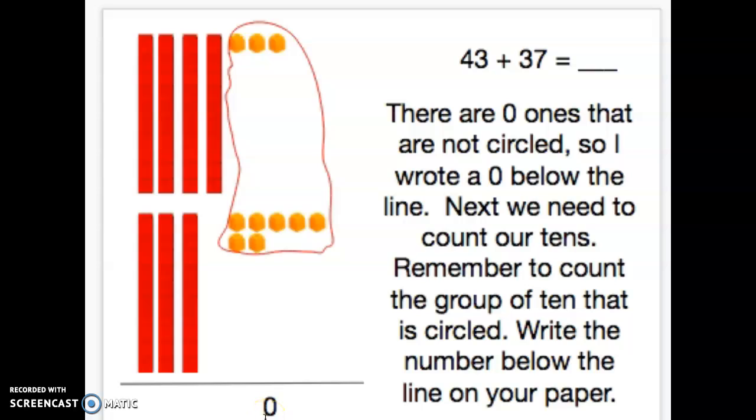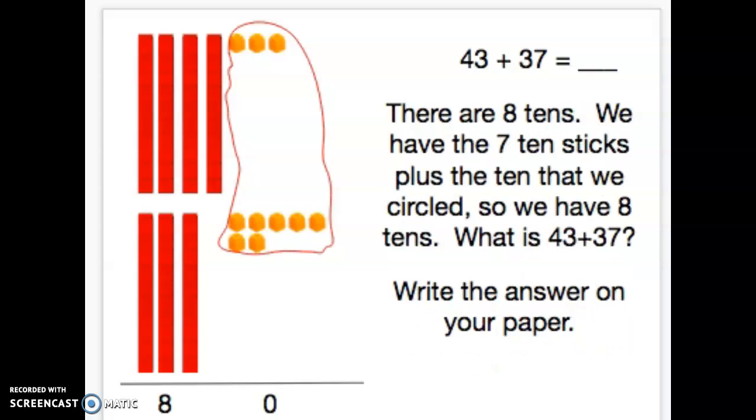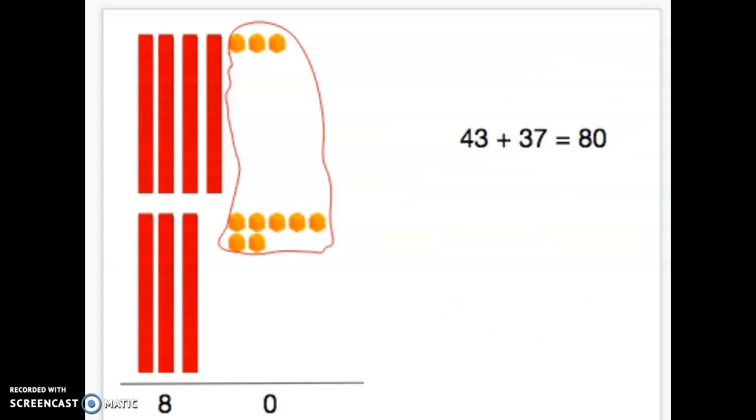Next, we need to count our tens, and remember, count the group of 10 that is circled. Write the number below the line on your paper. There are a total of 8 tens. We have the 7 10 sticks. Here's 4, 5, 6, 7. Plus I made another group of 10. So 7 plus 1 more is 8. So we have 8 tens. So what is 43 plus 37? Write the answer on your paper. 43 plus 37 equals 80.